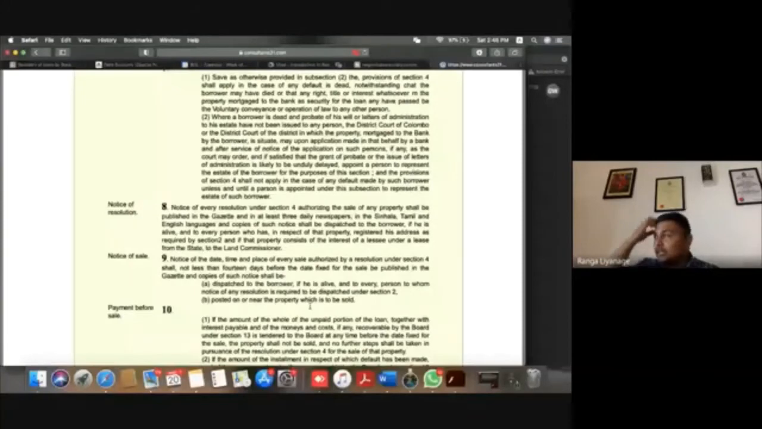So you remember the resolution passed under section 4, right? So notice of that resolution, it says, should be published in the Gazette and in at least 3 daily newspapers in Sinhala, Tamil and English, right? And should be sent to the borrower. So that is giving notice that this is going to be sold in public auction, right?